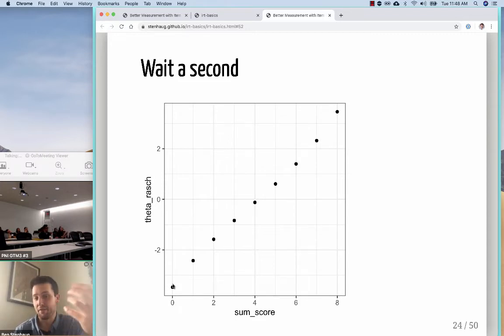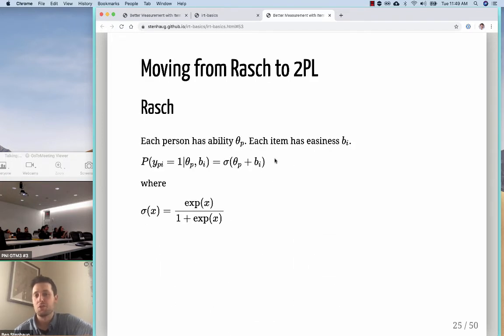It's nice. I have a statistical framework in which I can make predictions, etc. But there's still this perfect relationship. And the reason there's that perfect relationship is because items have only a single parameter, which is this easiness. That's referred to as the Rasch or the 1PL, referring to the one parameter logistic model. Here's the model that we had just fit.